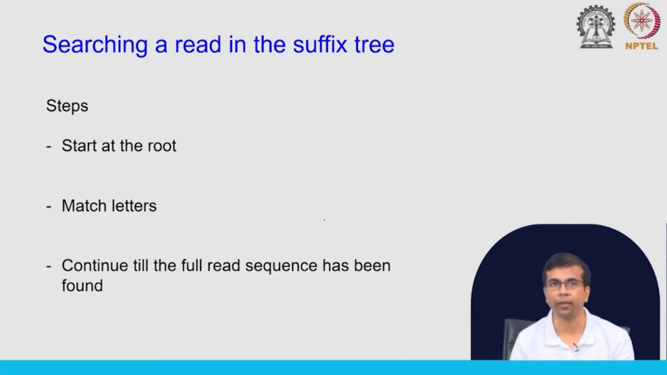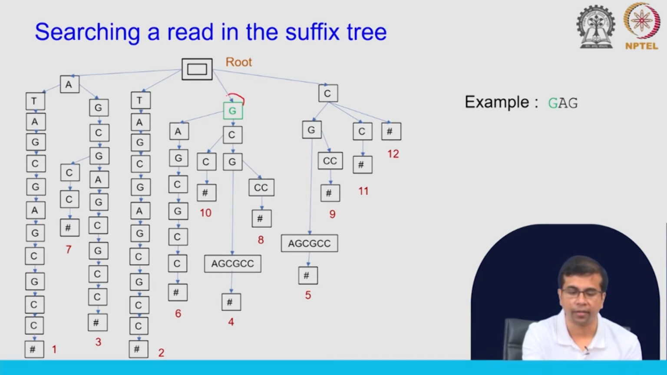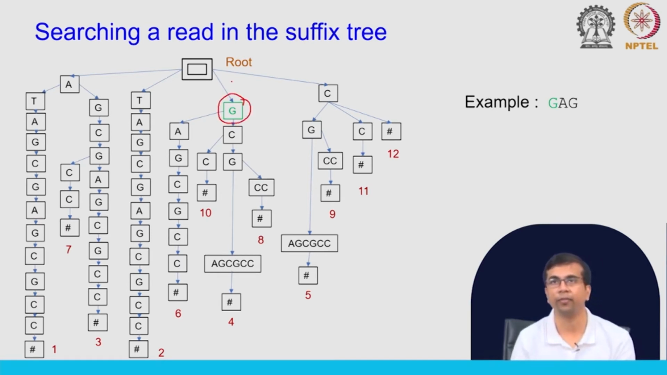So, this is very simple. We start at the root and we go on one by one and start matching letters. Let us take this example of GAG and try to identify this GAG here. Here we have this G, you can see this green base. We start from the root and the first base we look at is G, and we see there is a path from root to G. So, we are taking this. We have identified G, there is a match.